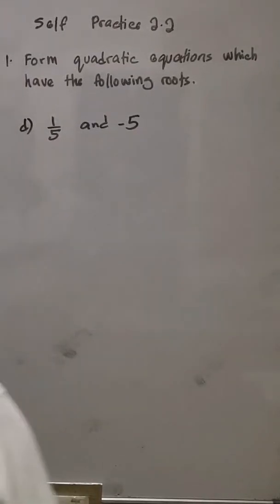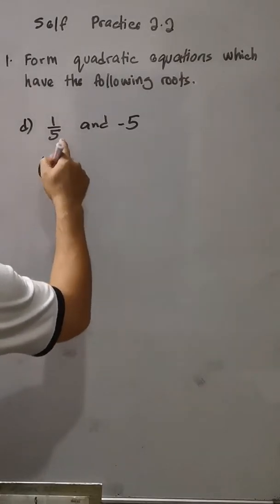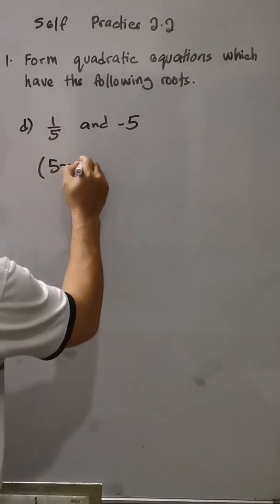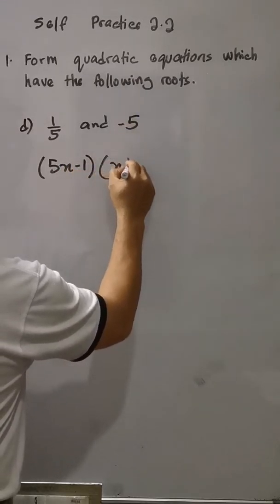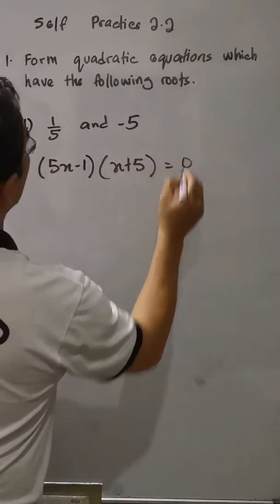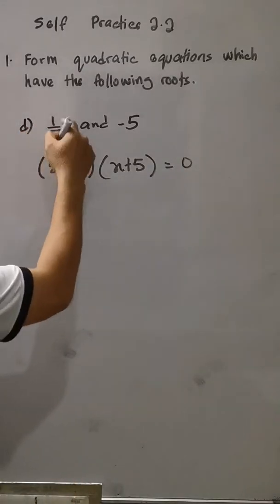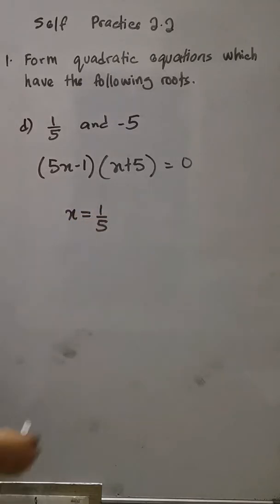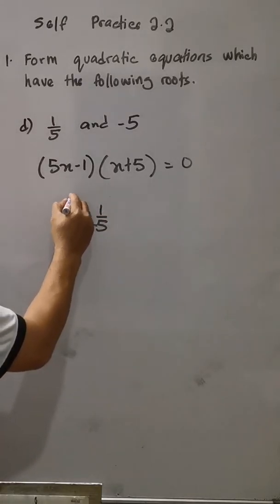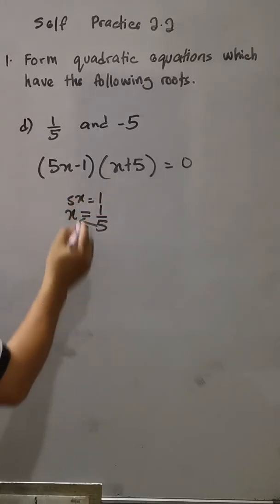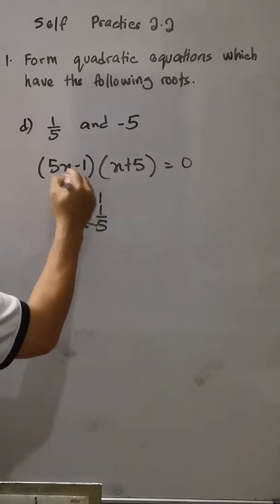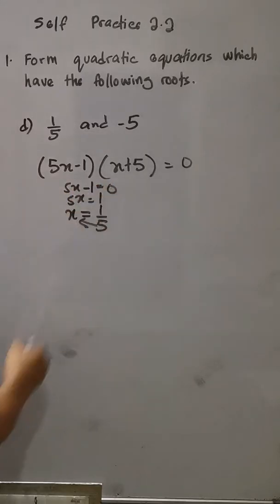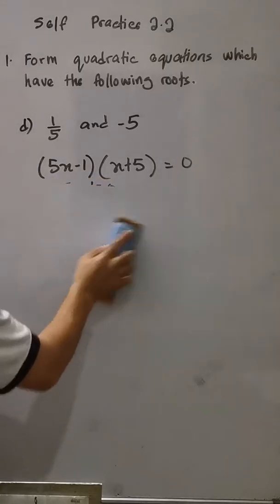And question D, the roots given are 1 over 5 and negative 5. So the factorization of this will be 5x minus 1 and x plus 5 equals 0. Okay, if you wonder how you get this, you have to say x equals 1 over 5. Then you multiply, so you get 5x equals 1. If you move that 1, it becomes 5x minus 1 equal to 0. So inside the bracket will be 5x minus 1.